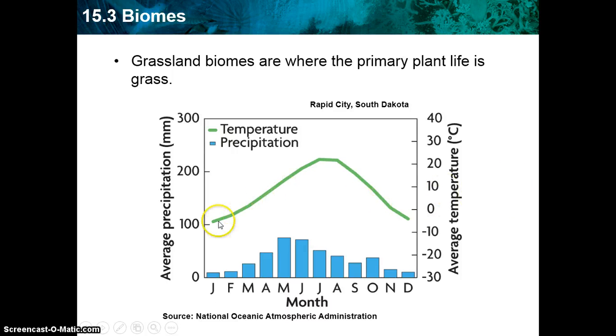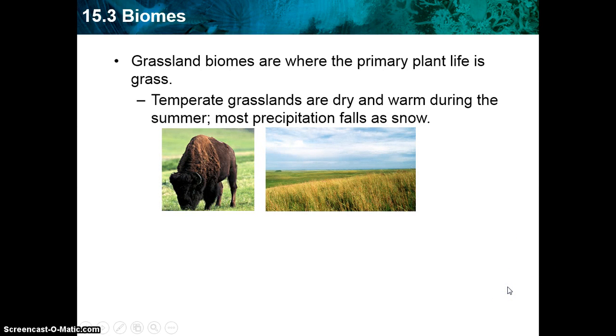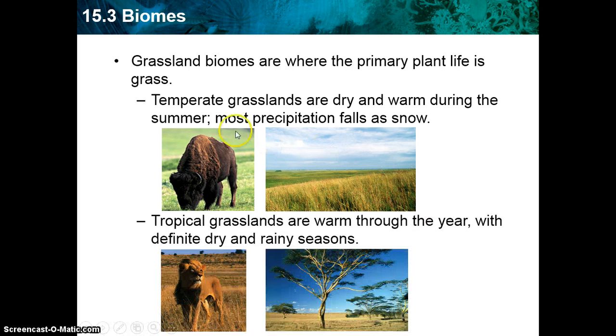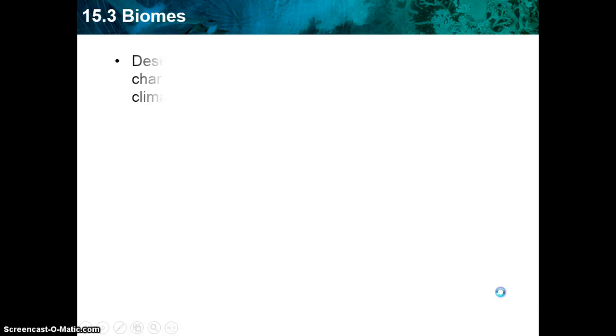Grasslands, primary plant life is grass. You notice the temperature change on these, an increase and a decrease as compared to the tropical rainforest. Not near as much rainfall either, and most of the rainfall in the grassland actually comes from snow. So the tropical grasslands are warm all throughout the year, and they have rainy seasons. We usually call these savannas, and these we just call the grasslands.